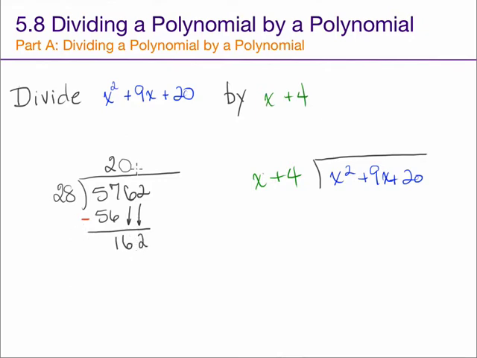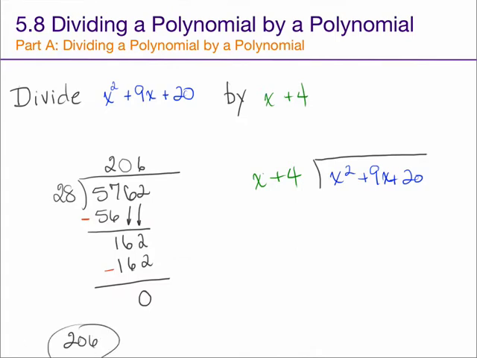And then I can ask, what do I need to multiply by 28 to get 162, or to get as close as I can? Turns out that's 6. And in fact, 6 times 28 is exactly 162. Subtracting, I get 0. So I have no remainder here. My answer is 206.